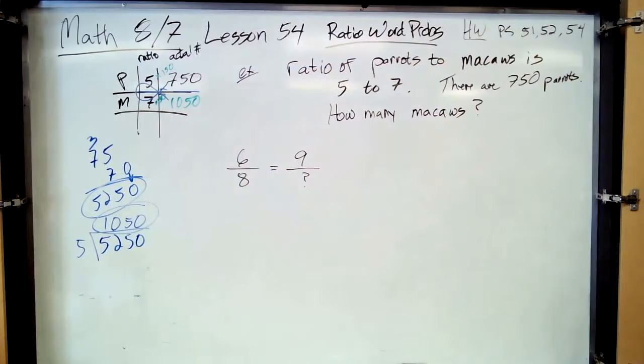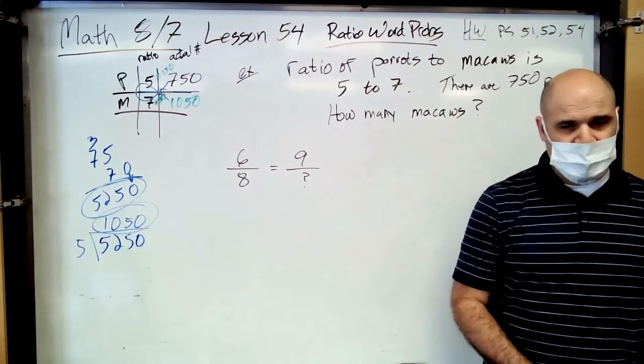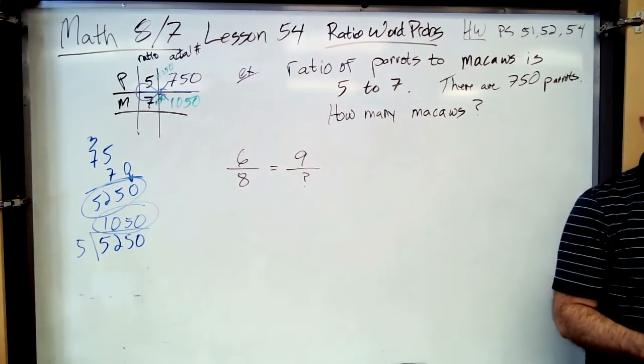Can anyone tell me that? So see how Grady's method doesn't work here? That's okay. Yep, fish method will always work. The equivalent fraction method doesn't always work, but what do you got? 12. Okay, how'd you get 12? I multiplied 9 times 8.